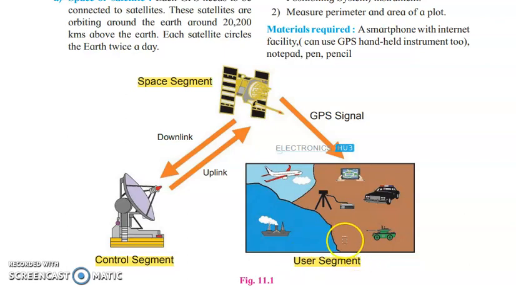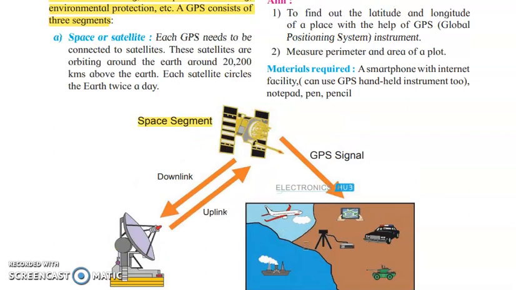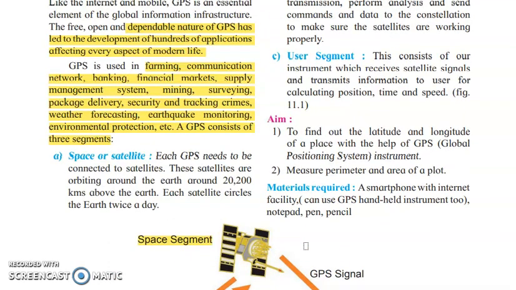The user segment includes all the devices in which you use GPS. As I said, a car also has GPS, by which you can identify the location and see the route by which you have to travel. The same thing is available in ships. It is available in an aeroplane also, to see the direction and the location of the place where the aeroplane must land. These are the devices which are the user segments, which the users use. Now let us see the segments one by one.